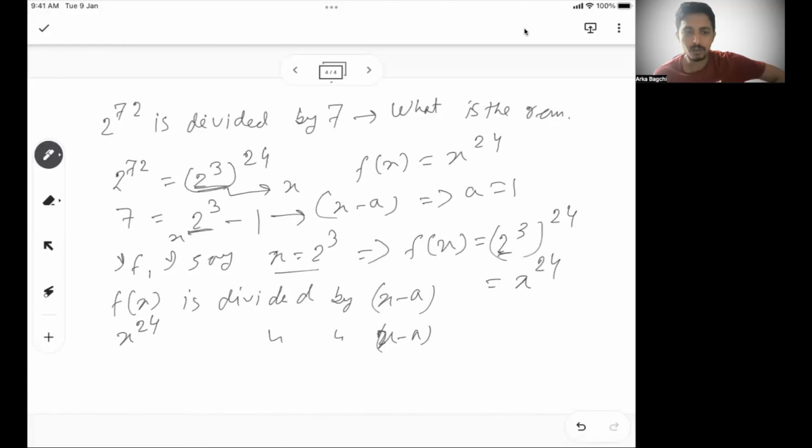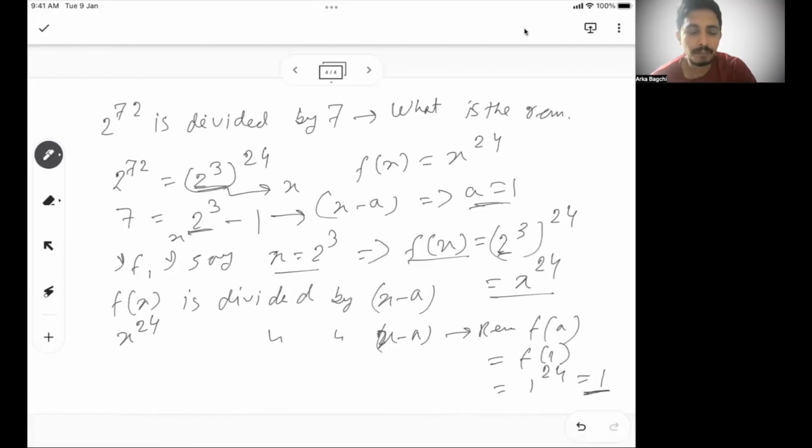So does it follow the same criteria? x to the power 24 is a polynomial. Now x to the power 24 divided by x minus a gives a remainder of f(a). Now a is 1, so that means f(1). So f(1) will be 1 to the power 24, which is 1. So you get a remainder of 1.